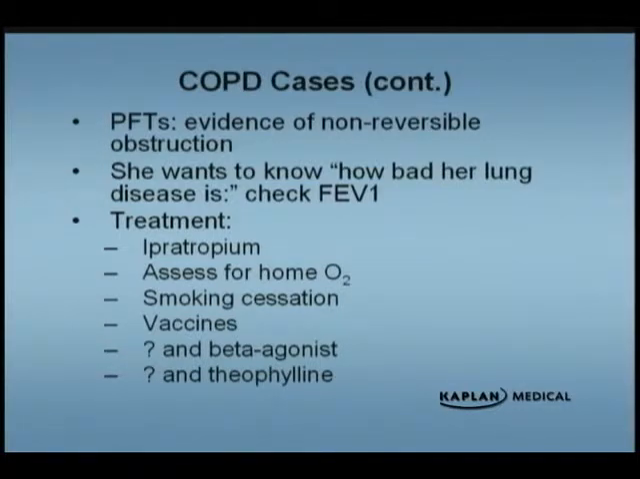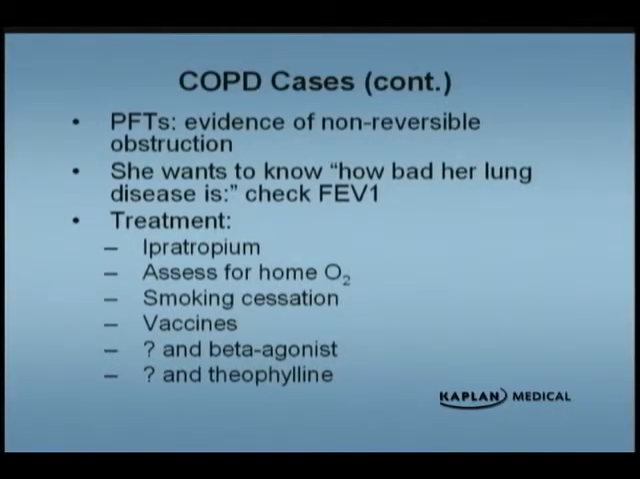And then a couple questions about using a beta agonist. I told you, be careful about using a beta agonist with ipratropium. It causes bronchodilation, but it also causes tachycardia. And we said, well, what if she still has symptoms besides all that? Then we think about adding theophylline. But the question mark in these patients is to make sure she doesn't get any toxicity from theophylline.